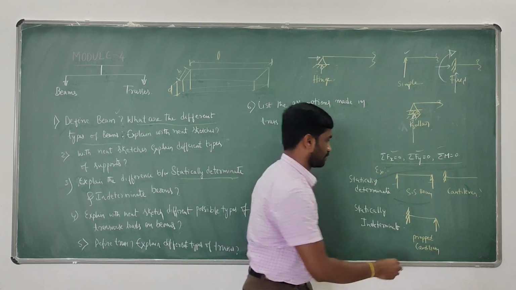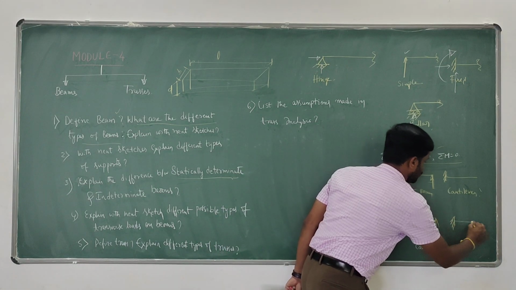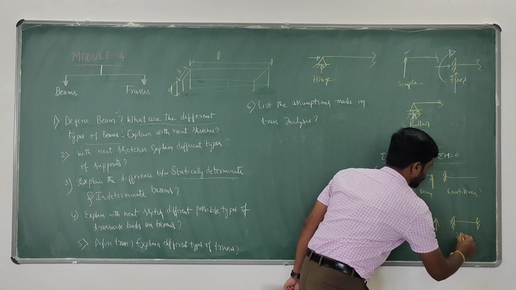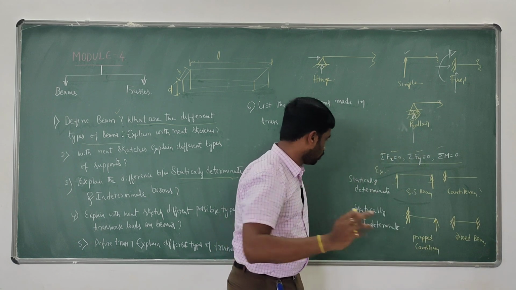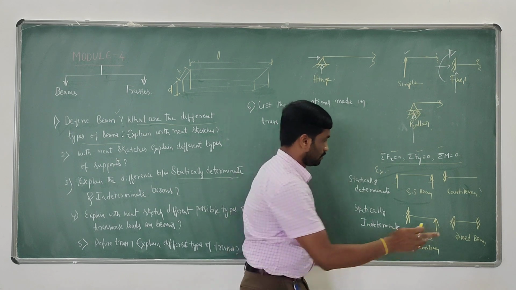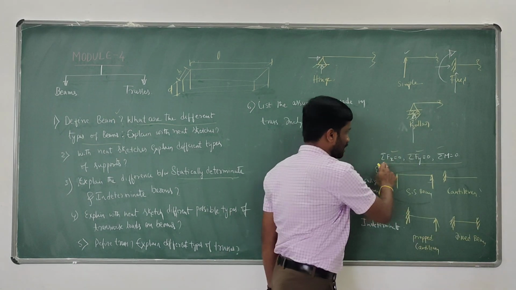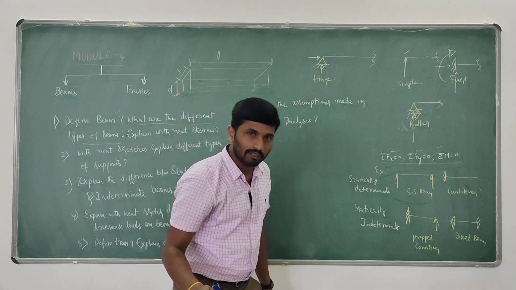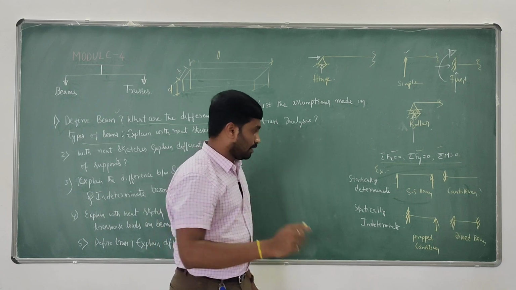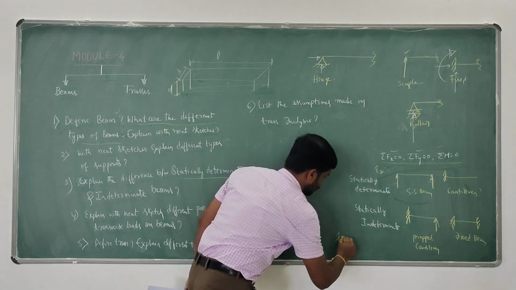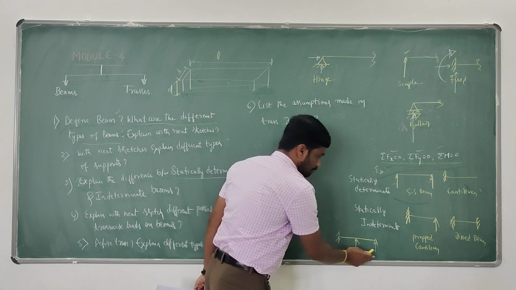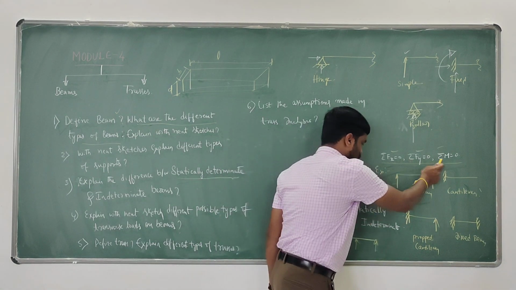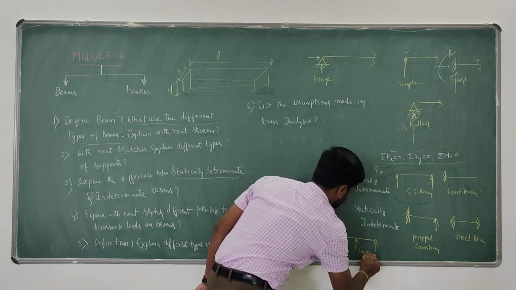Fixed beam is also statically indeterminate. Why? 3 plus 3, 6 reactions. Available equations are only 3. And also the continuous beam, a beam having more than one span. 3 plus 1 plus 1, 5. Available equations are 3. This is a continuous beam.